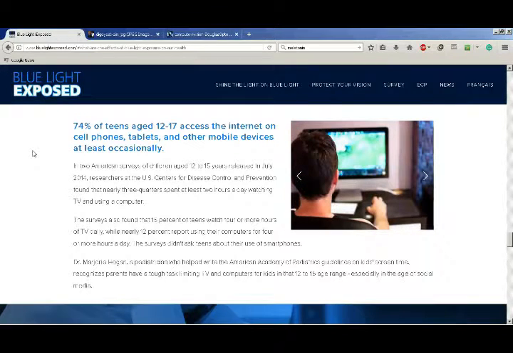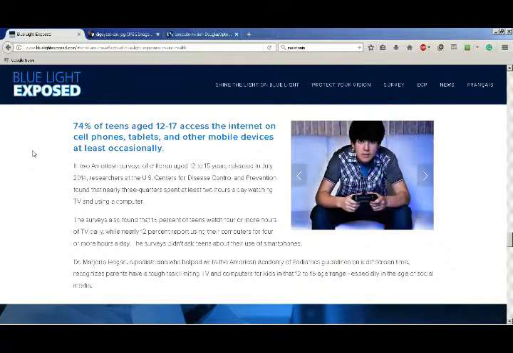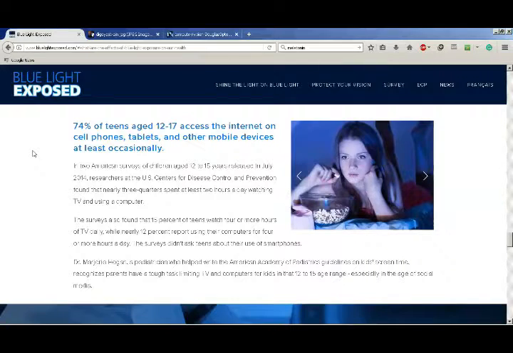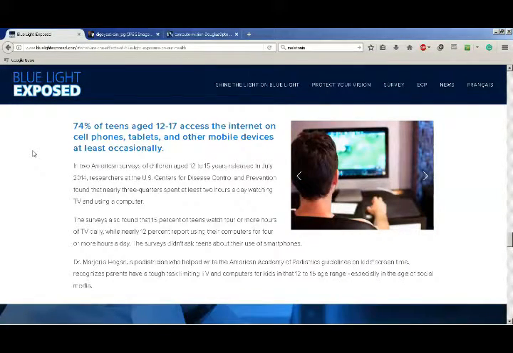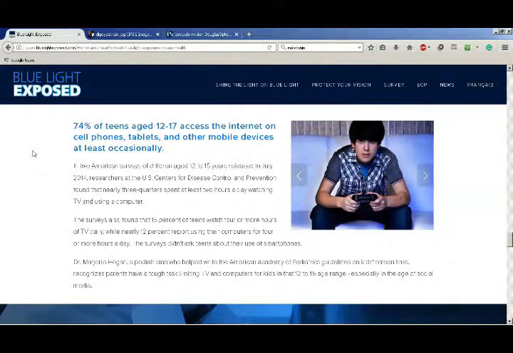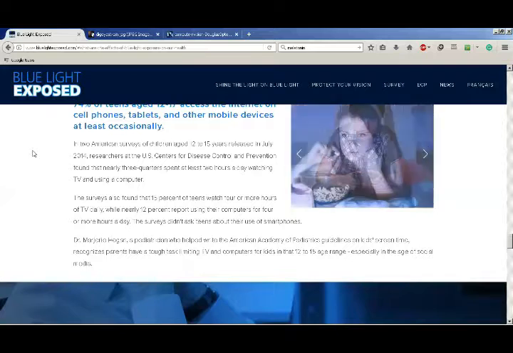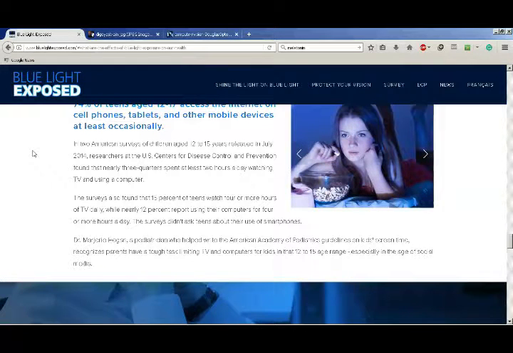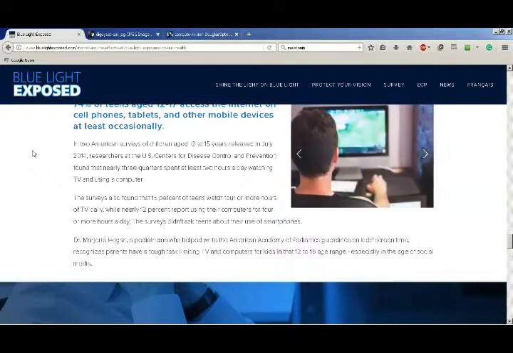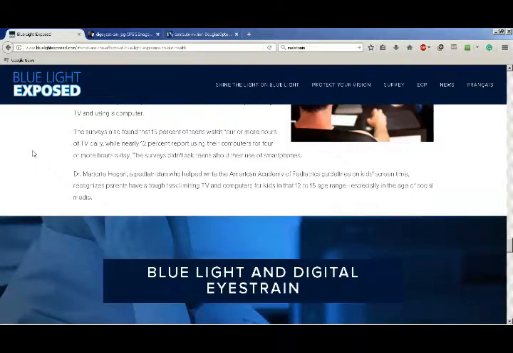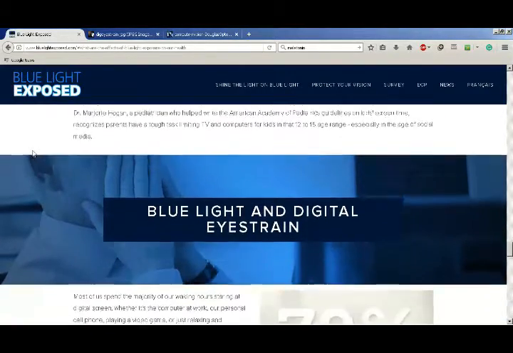And not get sucked into overusing this technology, getting sucked in and zombifying ourselves and frying our brains and our eyes on this technology, because it is a device that can be harmful to your health, and especially children.